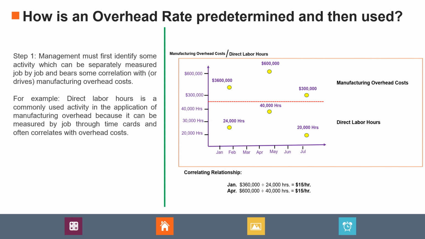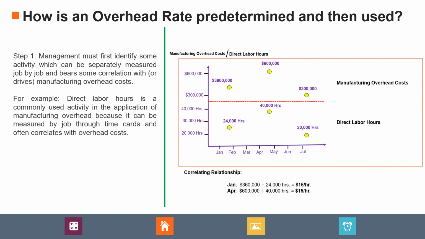Now let me show you more precisely what I mean by this, or try and show this correlating relationship by this graph. This vertical axis here on the left is going to be an axis that measures the total manufacturing overhead costs on a monthly basis. Plus, it is also going to measure the amount of our direct labor hours, the number of hours that our employees are actually working on in our manufacturing process per month.